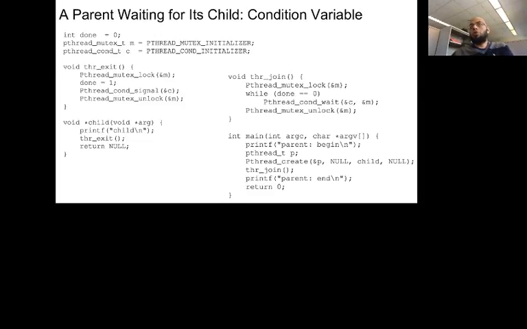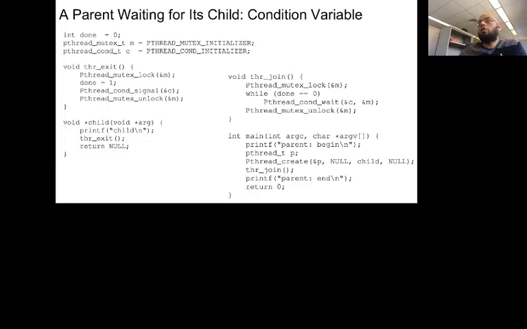So let us go through this code. Basically, you have a main method, you have the implementation of the child, whatever the child does, you have the thread exit, and you have the thread join, and we are going to go through them. In the beginning, you initialize a variable that's called done, and you initialize your lock, your mutex, and you initialize your conditional variable.